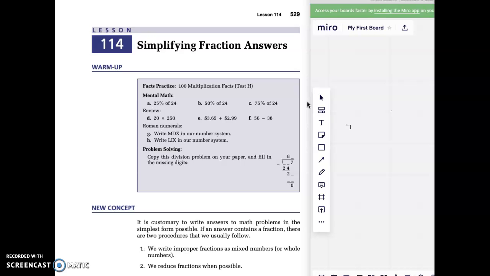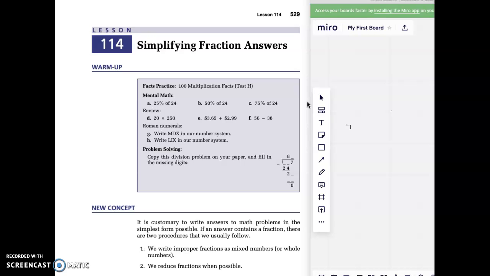Guys, I hope that you flew through your facts practice and that you did your mental math and your problem solving. Also make sure if there's any questions that you have, particularly for any of the lessons that we've had over the past couple of days, please bring those with you to our Zoom check-in class on Thursday. Okay? All right, so let's jump into today's lesson, simplifying fraction answers.